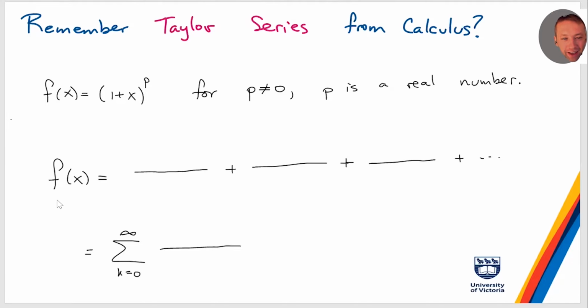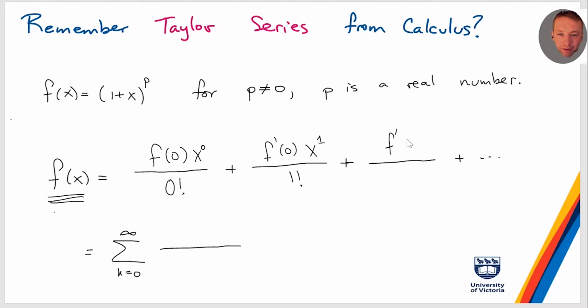It says that f of x is, so what should I write as my first term? It's something like f of 0 over 0 factorial, x to the 0, plus f prime of 0, x to the 1 over 1 factorial, plus the second derivative of f at 0. Here I'm doing, maybe it's called a Maclaurin series if you do the Taylor series at 0, but who really cares? Anyway, it's some type of Taylor series.